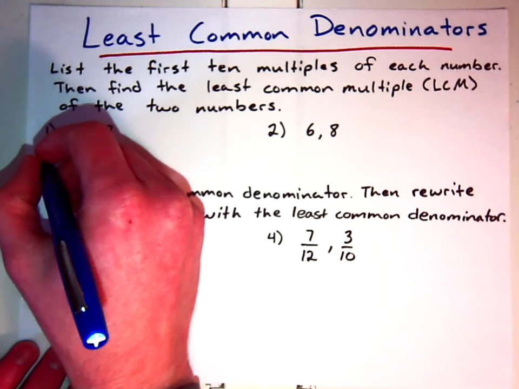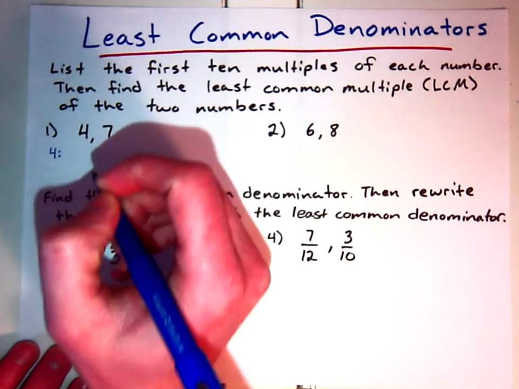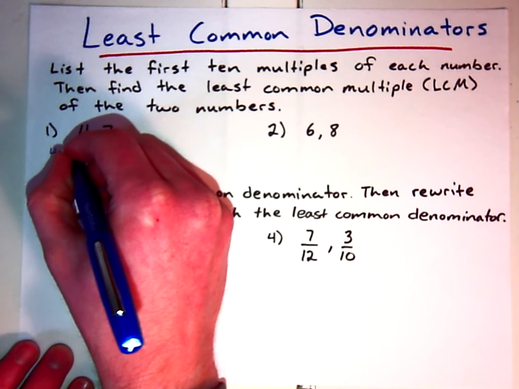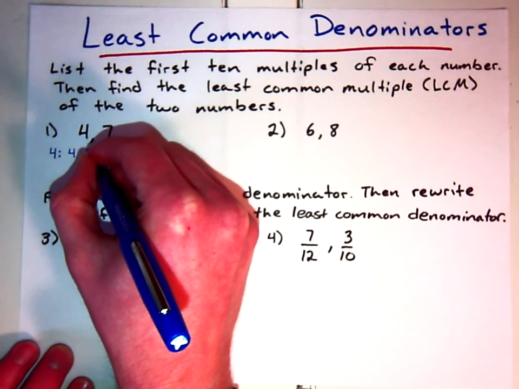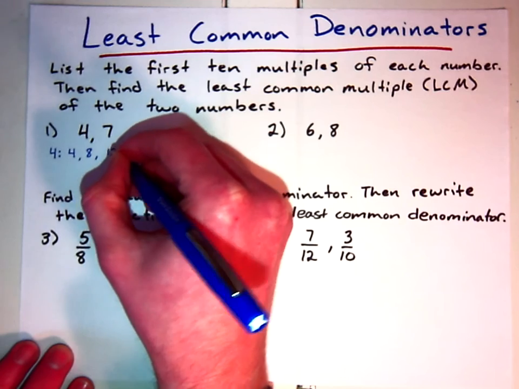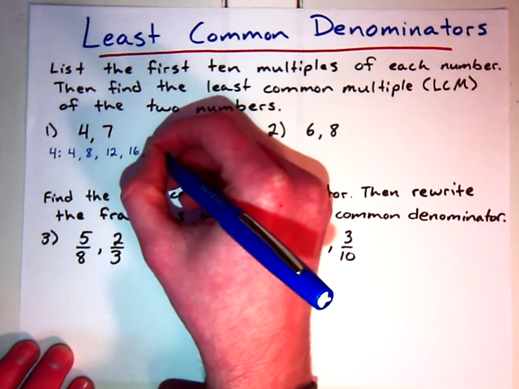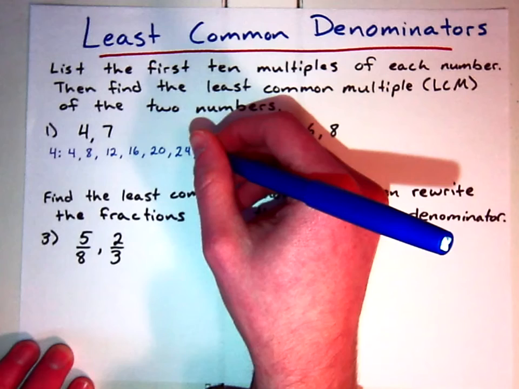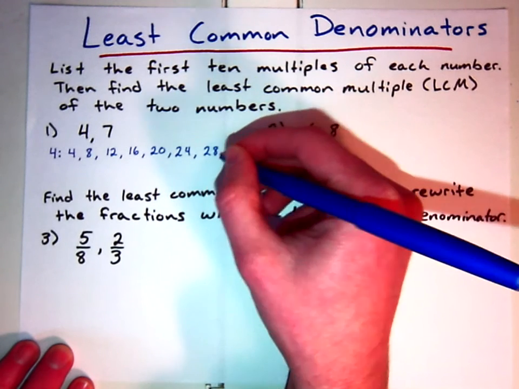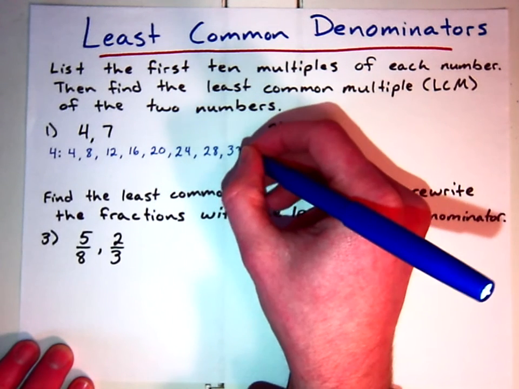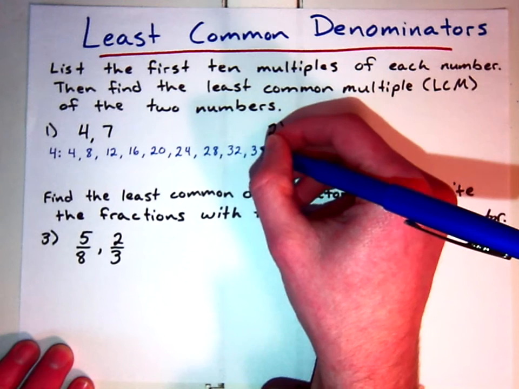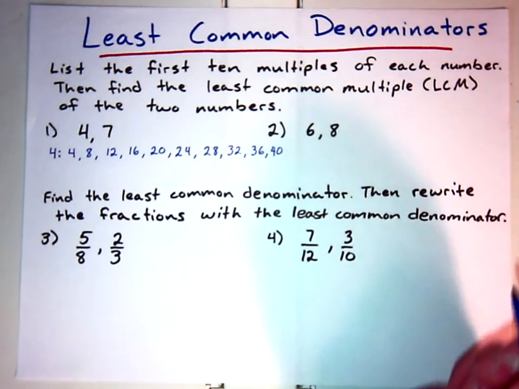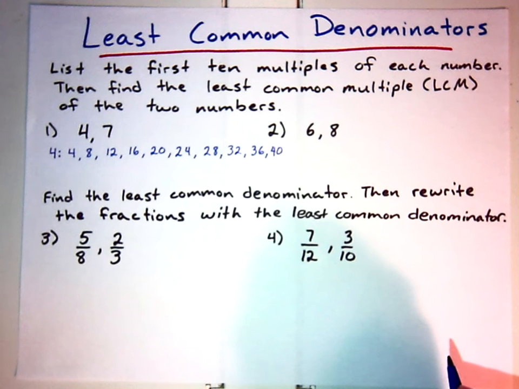So, how we can list this out is I'd say, okay, well, I'm going to look at 4. I need to list out 10 multiples. Well, 4 times 1 is 4. 4 times 2 is 8. 4 times 3 is 12. 4 times 4 is 16. 4 times 5 is 20. 4 times 6 is 24. 4 times 7 is 28. 4 times 8 is 32. 4 times 9 is 36. And 4 times 10 is 40. Well, that should be our 10th multiple, okay?